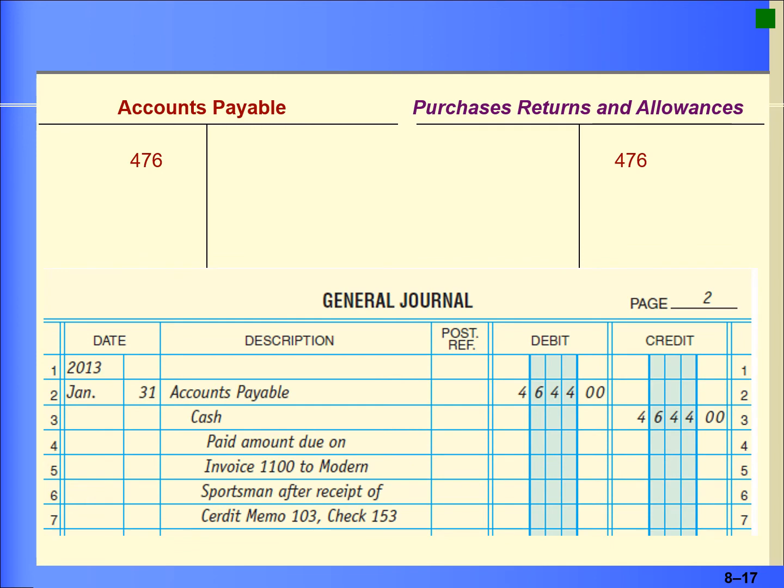And then notice now that once you do end up paying for your goods, you debit accounts payable, you credit cash, but notice the amount is going to be down from that $476 that you'd already returned.